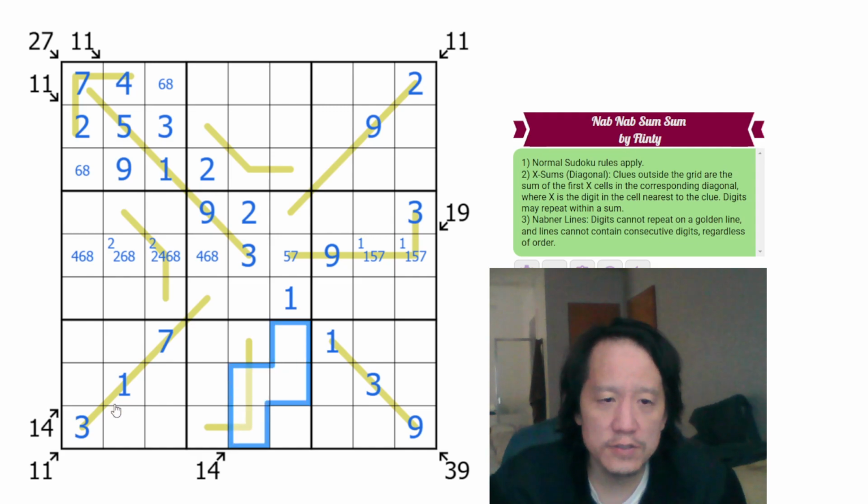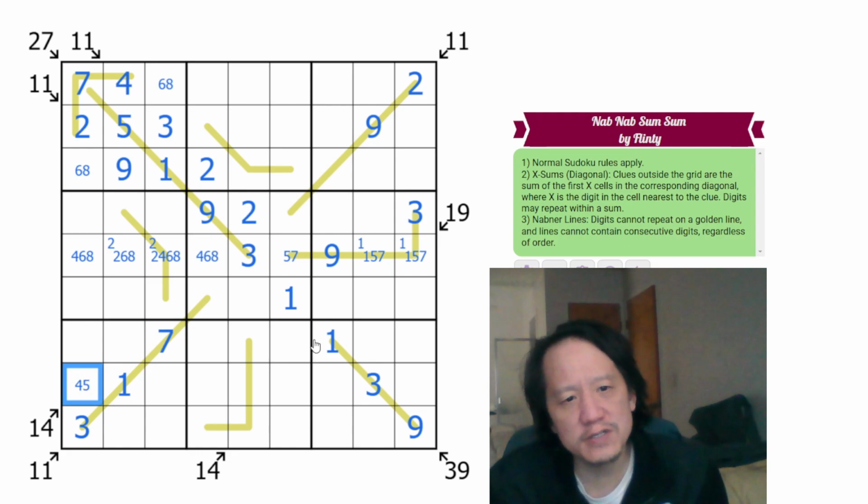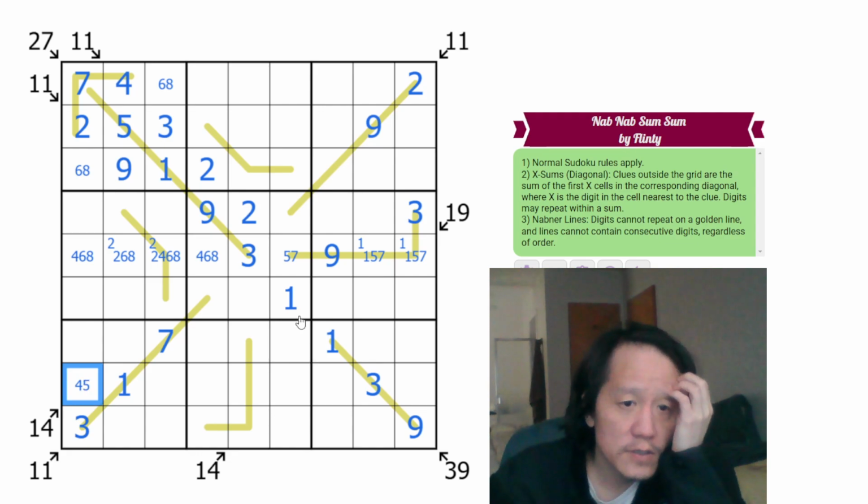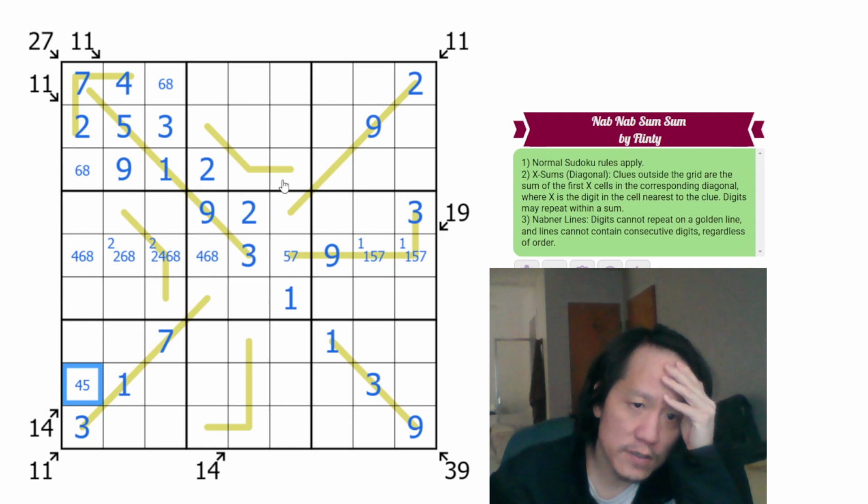Let's see. So this adds up to... This can't be 2, 1, 2, 3. It could be 4, 5, maybe 6. Let's see. This would have to be at least 3. 3, 2. So I don't even think it could be 5 even, right?